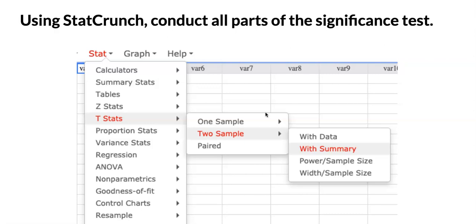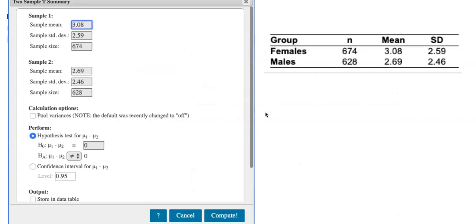So go to Stat, T Stats, 2 Sample, click on Summary, and enter all those summary statistics they gave us. I'll just double check if I entered everything correctly. This was the table that they gave us. The mean is 3.08, the standard deviation is 2.59, and the sample size is correct. As you're watching this, if you notice anything wrong that I typed up, just let me know. Looks good. All 6 numbers are good.